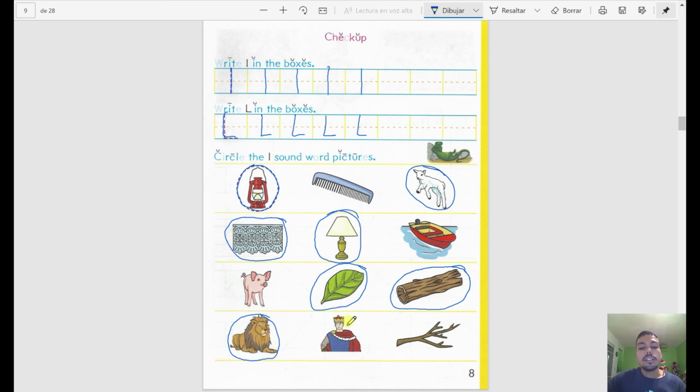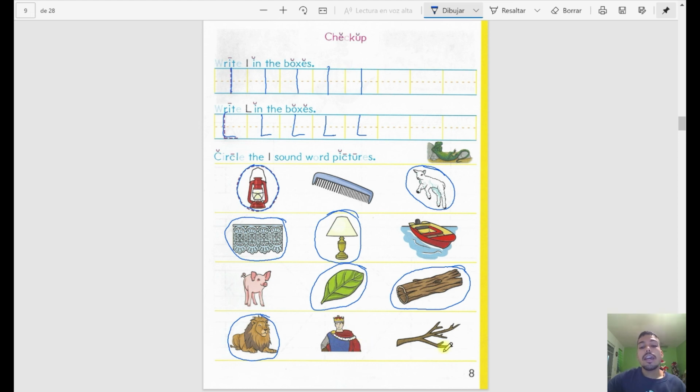The next one here, this is a king. King has the sound ooh. King, it has the sound. Tiene sonido, king. No, very good. King doesn't have the sound, so we have to leave it in blank. We don't circle. Okay, no circula porque no tiene sonido.